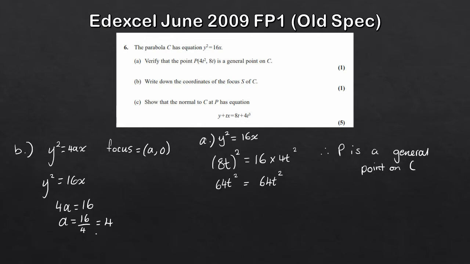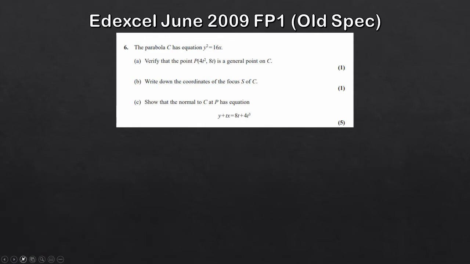So therefore, the coordinates of the focus are just going to be (4, 0). Okay, so again, just using standard rules, standard formulas, nothing too crazy. Now part C, this is where we need to start doing a bit of mathematics. We want to write down the normal to C at P. And we're actually given the equation, so we know what we should be aiming for.